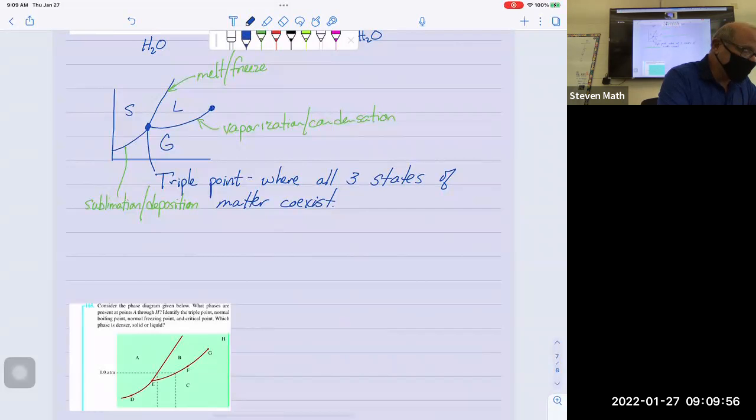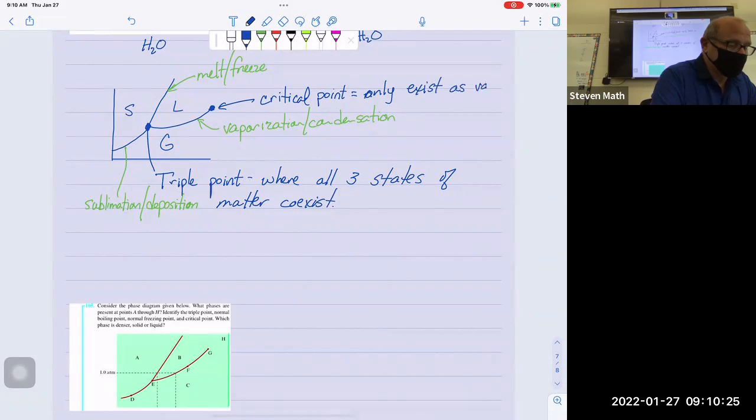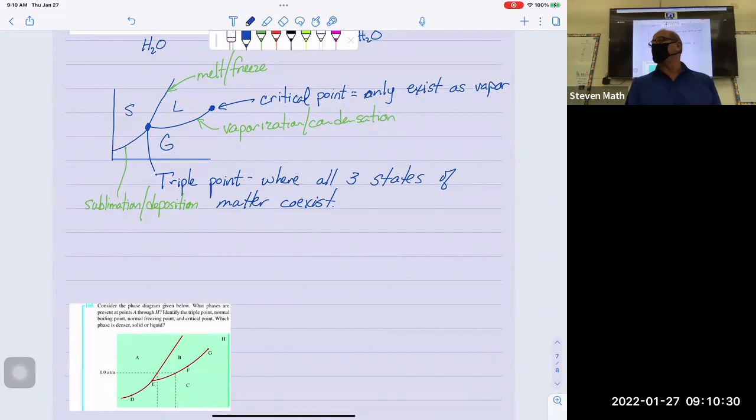Critical point? And what is the critical point exactly, Neha? That's when it goes back. I guess the best way to say this is it can only exist as a vapor. The temperature is so high that no matter what you do to the pressure, you can't get the intermolecular forces to take over. And there's only one critical point.